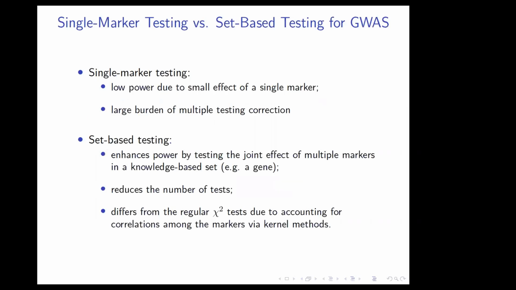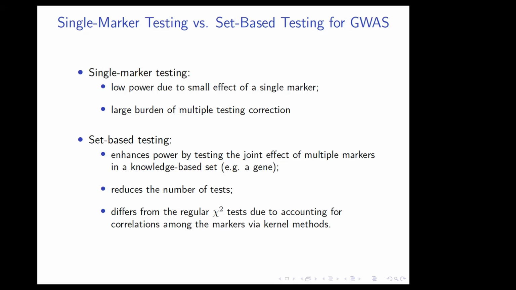So let me first give you some background. In GWAS and sequencing studies, there are two common testing strategies. The first one is single marker testing. The second one is set-based testing. Single marker testing tests one genetic marker at a time. The genetic marker could be a SNP, or a gene expression value. Single marker testing usually suffers from low power because a single marker usually has a tiny effect on the phenotype. And because there are hundreds of thousands of genetic markers across the genome, if you do single marker testing, you suffer from a large burden of multiple testing correction.